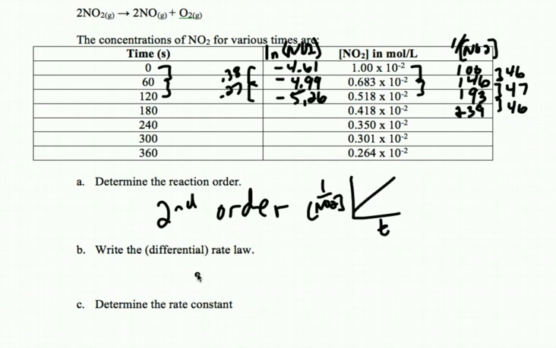If I write the differential rate law, that is going to be just like we did in the past. Differential rate law, or regular rate law, is going to be rate equals K times NO2, which is my only reactant, to the second power.